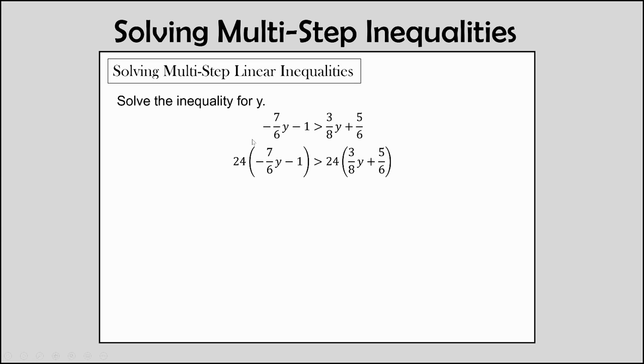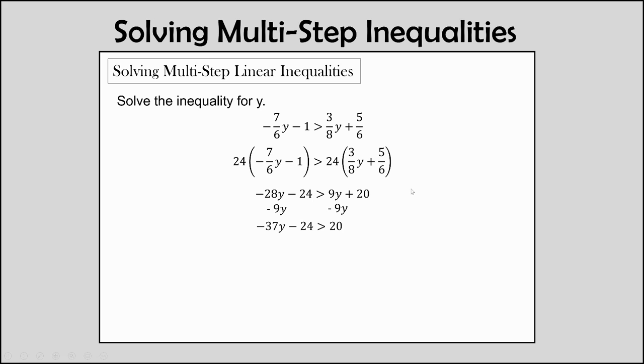So I'm going to multiply both sides by 24. Now distribute that 24 through. 24 times negative 7/6. So what I'm thinking is 6 goes into 24 4 times. And then 4 times negative 7 will be a negative 28y. And then 24 times negative 1 is negative 24. Over here, 24 times 3/8, the 8 goes into 24 3 times. 3 times 3 is 9y. Again, 24 times 5/6, well, the 6 goes into 24 4 times, the 5 is 20. So when I distribute the 24 through, I will eliminate all the denominators.